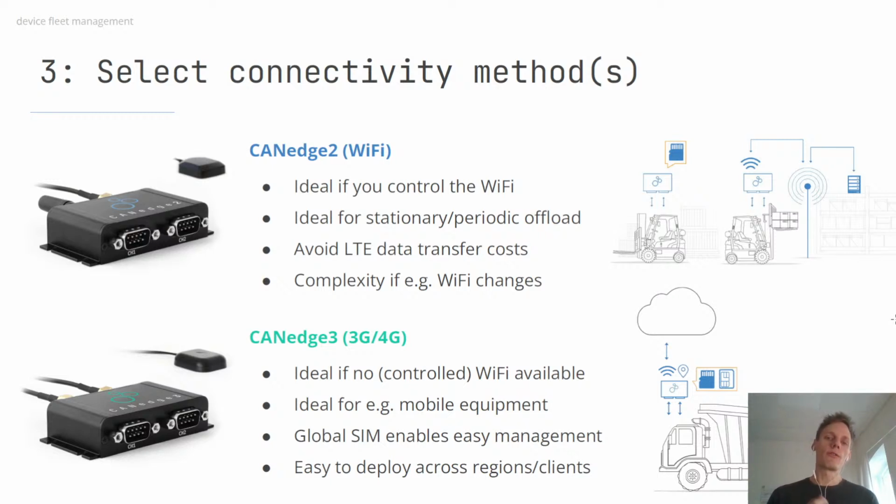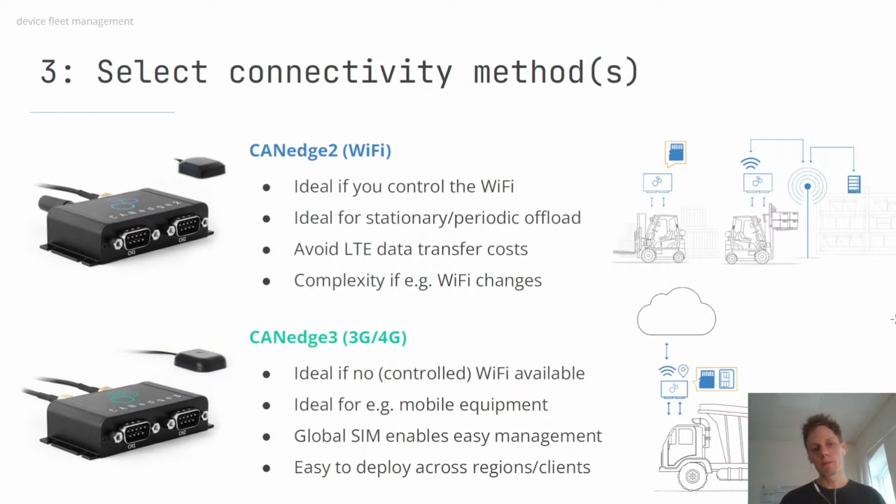But if you are, for example, again deploying on behalf of a client and you don't have direct control over whatever Wi-Fi is available, then this can quickly get very complex if, for example, the controller of the Wi-Fi network decides to change the name, change the password. You would need to know this in advance to manage the devices and update them before these changes take effect, otherwise they will go offline. So in such a scenario, the CANedge 2 with Wi-Fi is not necessarily ideal.